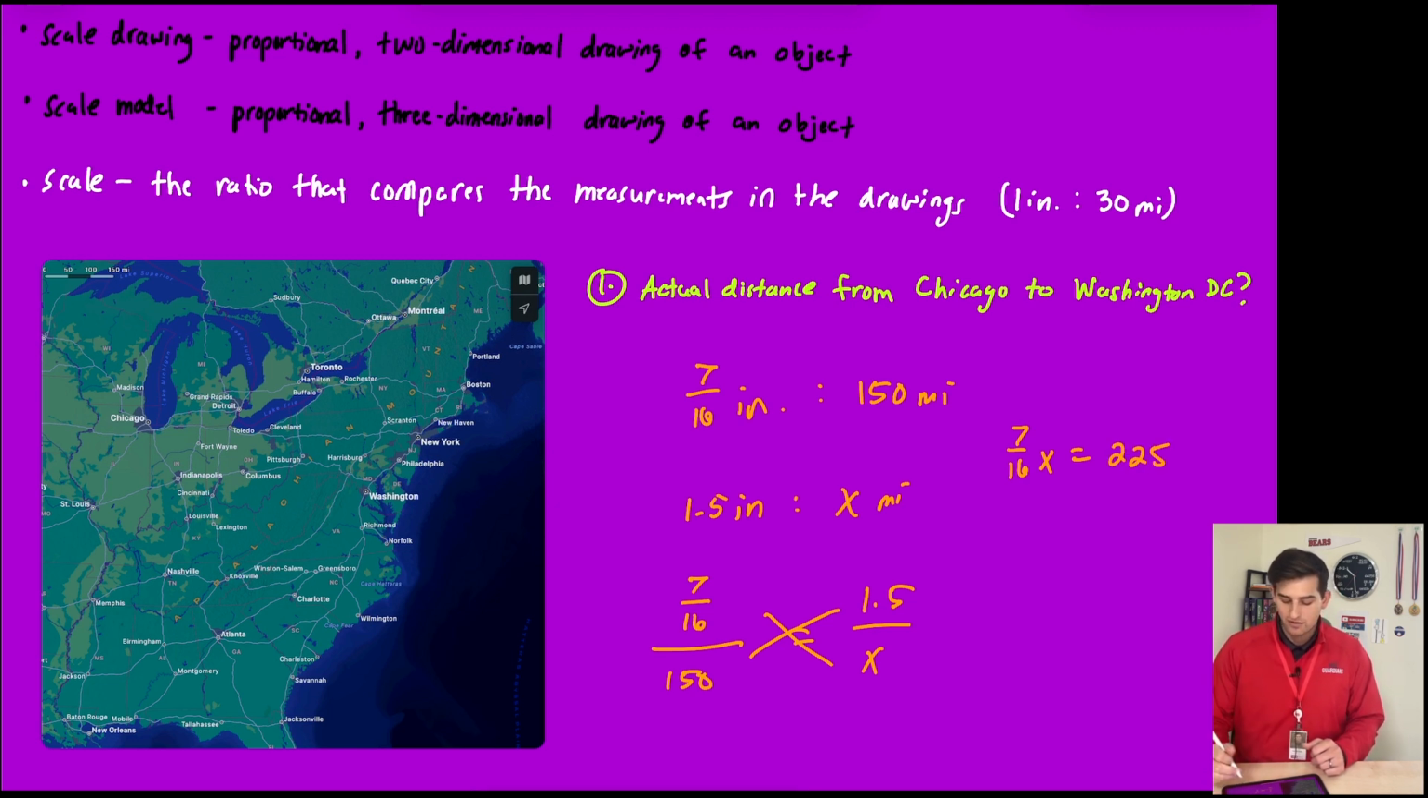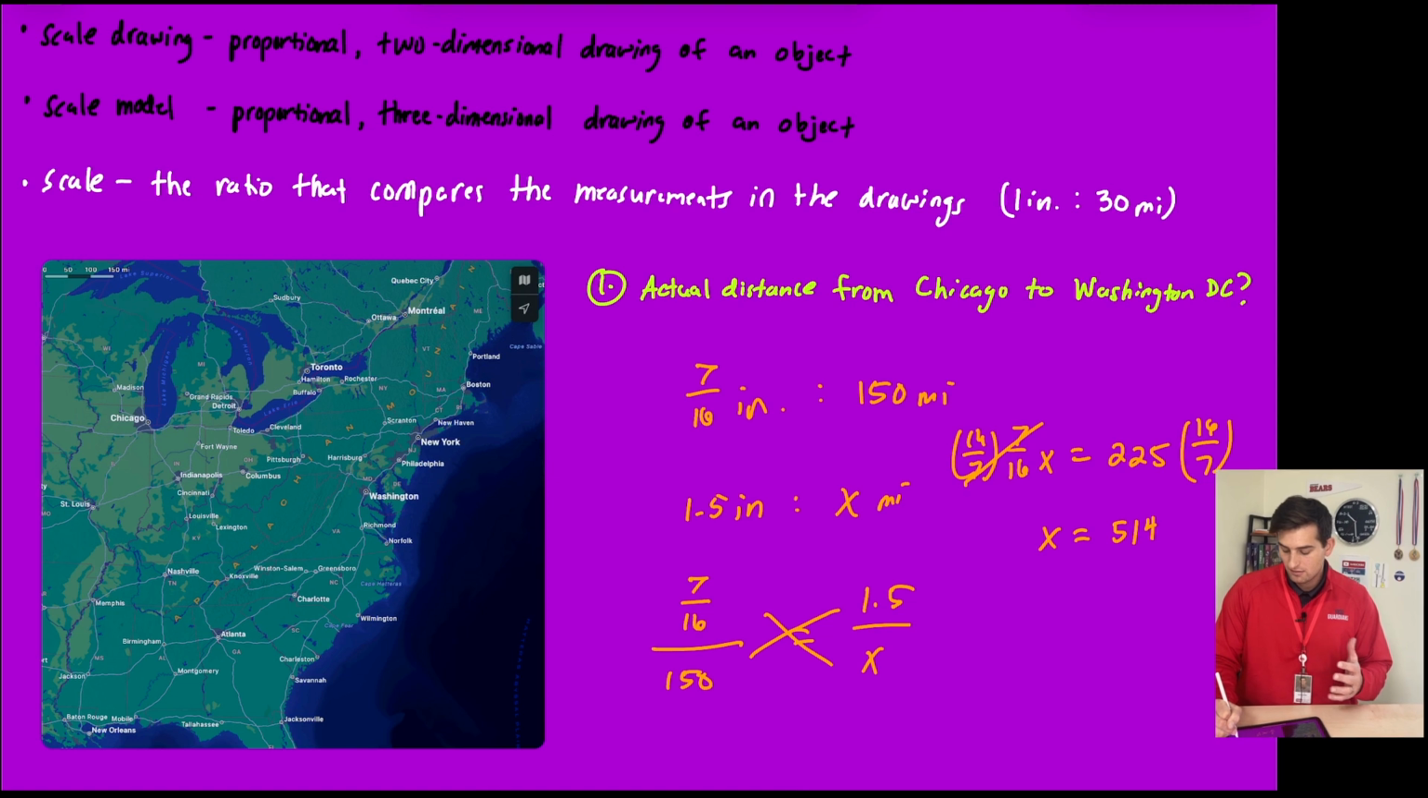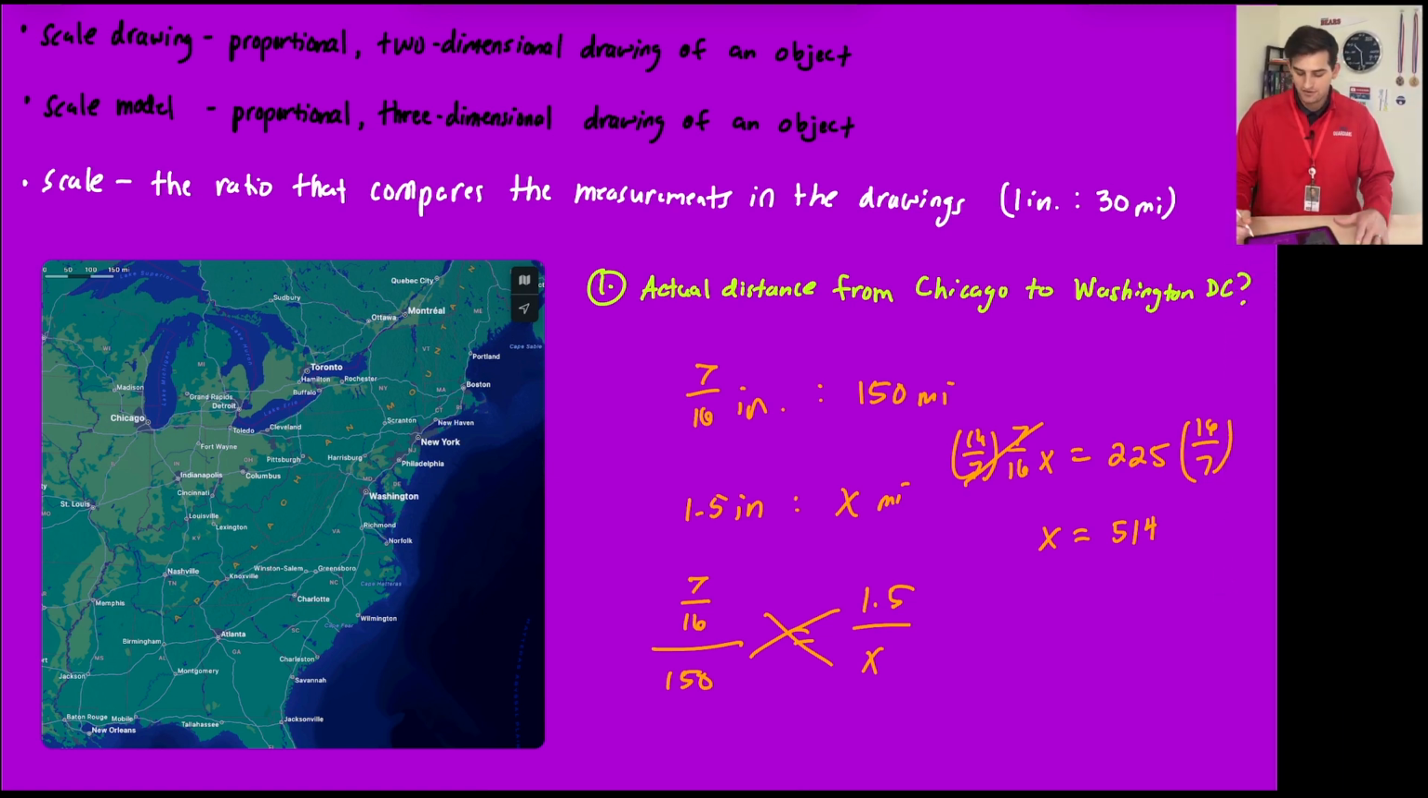So now let's take 225 and let's multiply here by 16 over 7 so that we can get rid of this coefficient over here. So x is equal to 225 times 16, and let's divide that by 7. And that's going to give me 514.28 miles. So let's just go 514 miles.